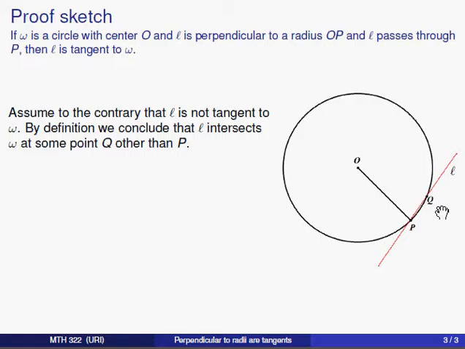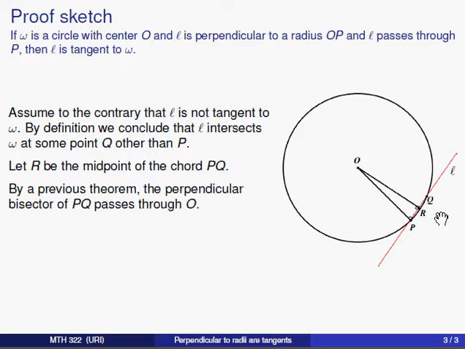Now, if we take a look at the segment PQ, by a previous theorem, we know that there should be a midpoint. Let's call that R. And by a theorem that we discussed last time in class, we know that the perpendicular bisector of PQ, which will pass through the point R, is guaranteed to pass through the center of the circle.